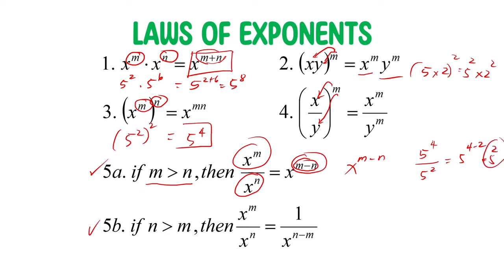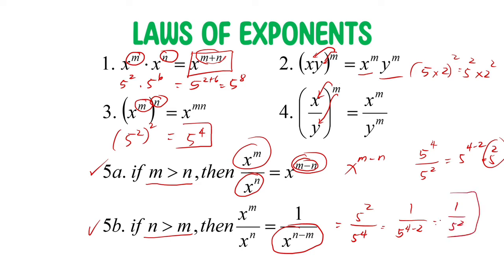Sa 5b naman, ang case po natin, when n is greater than m, or yung exponent ng magkamukhang base natin, mas malaki po yung exponent ng denominator natin kaysa kay numerator. Okay, if that is the case, ilalagay po natin sa denominator yung ating base. Doon po tayo mag-evaluate. Halimbawa, 5 raised to 2 over 5 raised to 4. That is simply equal to 1 over 5 raised to 4 minus 2. That is simply equal to 1 over 5 raised to 2. So, ganun lang po. Later on, we'll have further, mas marami pang examples regarding this.